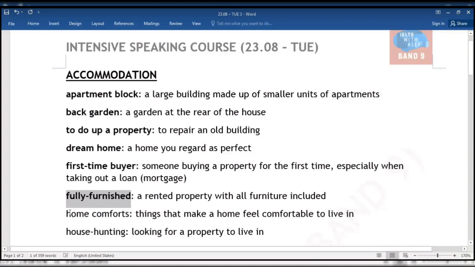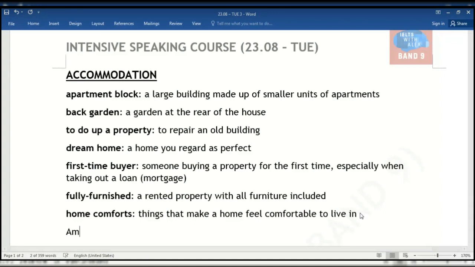Hopefully that makes sense. Home comforts. A synonym of this word that I use quite often is amenities. I'm going to write that down. Amenities.